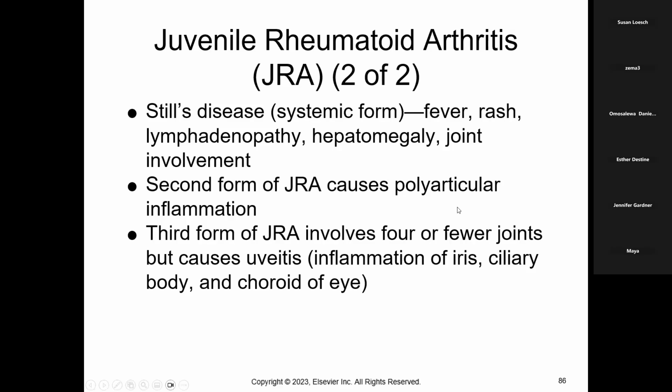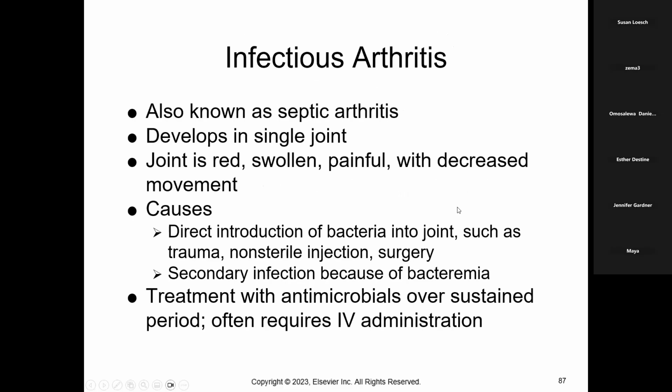Also, this next one you got to know. Infectious arthritis, also known as septic arthritis. This usually happens in a single finger. So, like a person that works in a dental office sticks their finger in somebody's mouth and it either punctures the glove or they didn't have a glove on and they get an infection there. Okay. And the joint becomes red, swollen, painful. Bacteria gets into it.